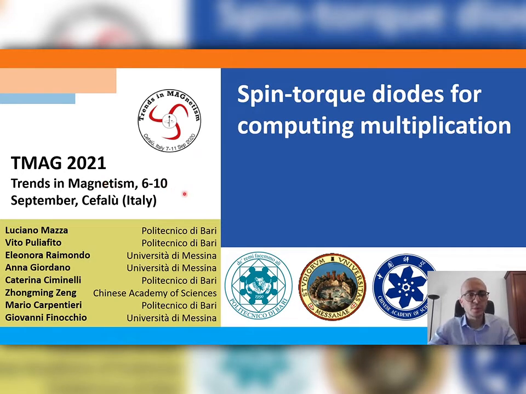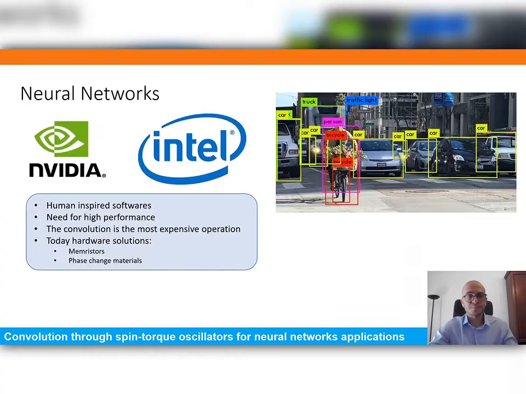Hi, I'm Luciano, and today I want to present the work that I did in collaboration with Politecnico di Bari, Università di Messina, and Chinese Academy of Sciences. It is named spin torque diodes for computing multiplication, and in fact, today I'm presenting an innovative way of using spin torque diodes for the computation of the multiplication and convolution operations and the application of those in neural networks.